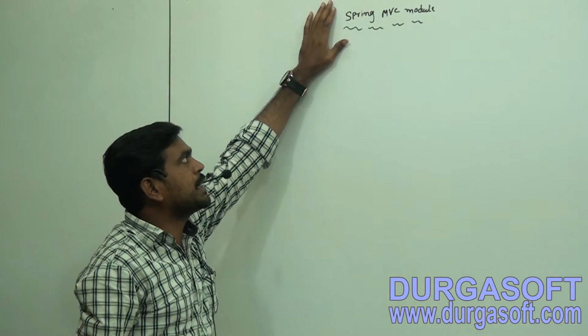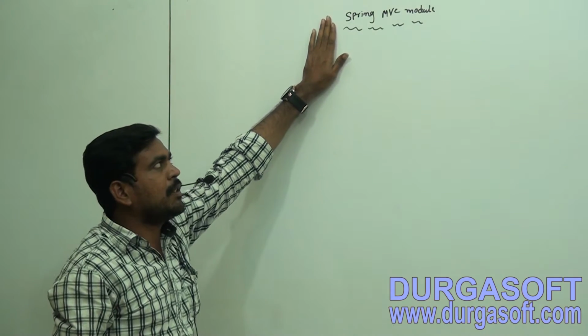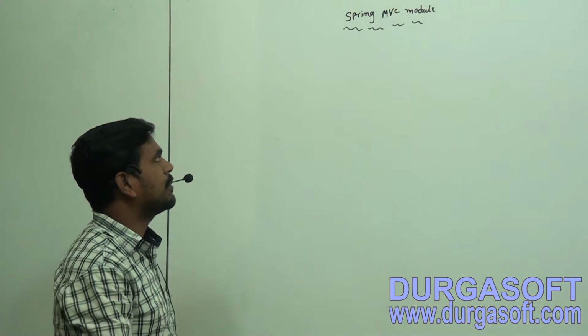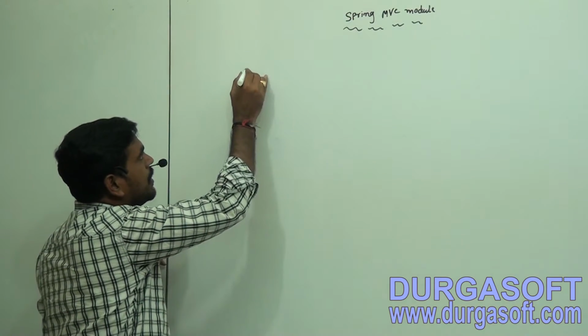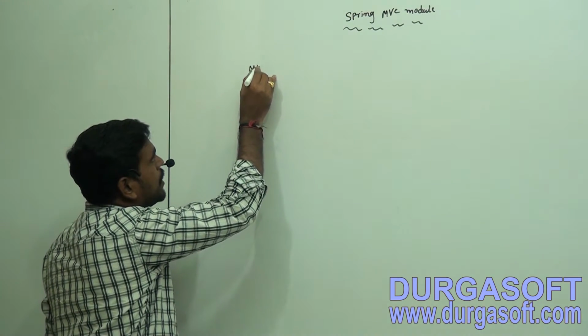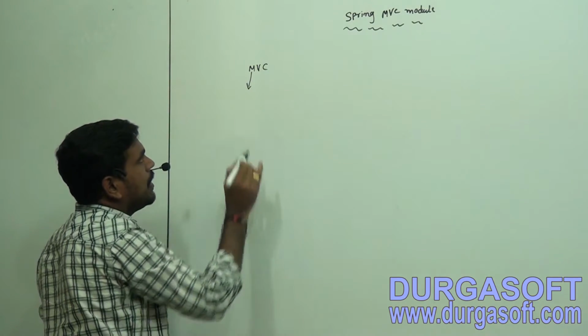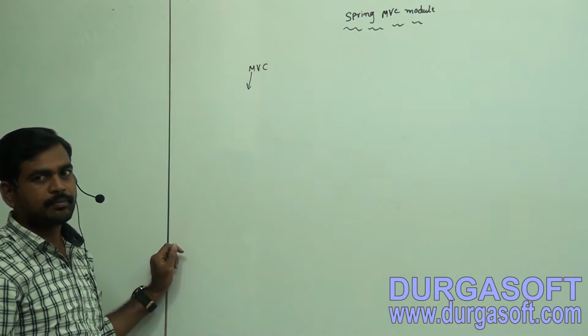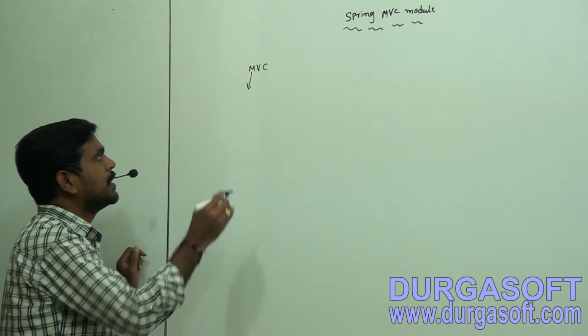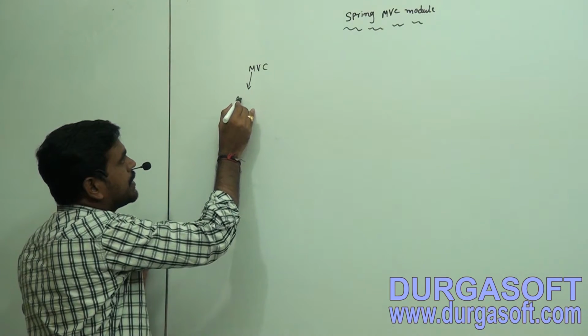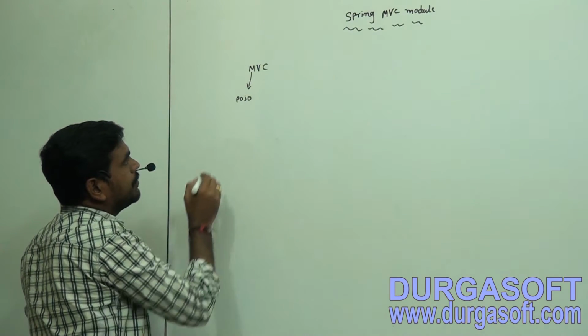Why go for this Spring MVC? First of all, what is MVC? Try to understand here. MVC means Model View Controller, right? Model means all the business components. Here, a POJO class comes under business components.